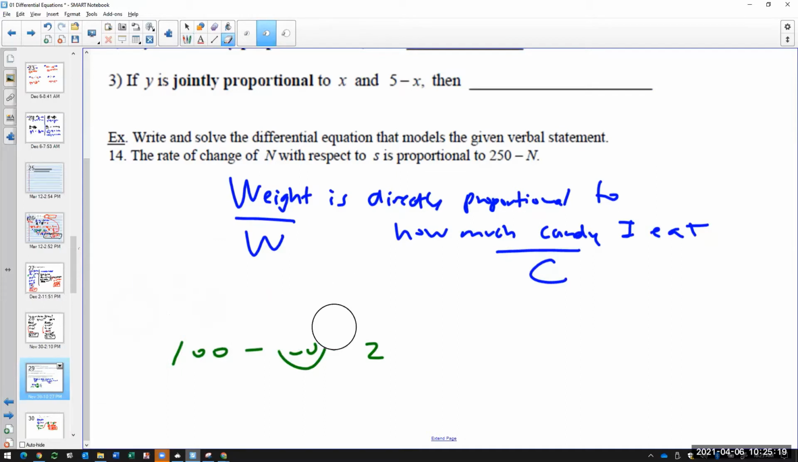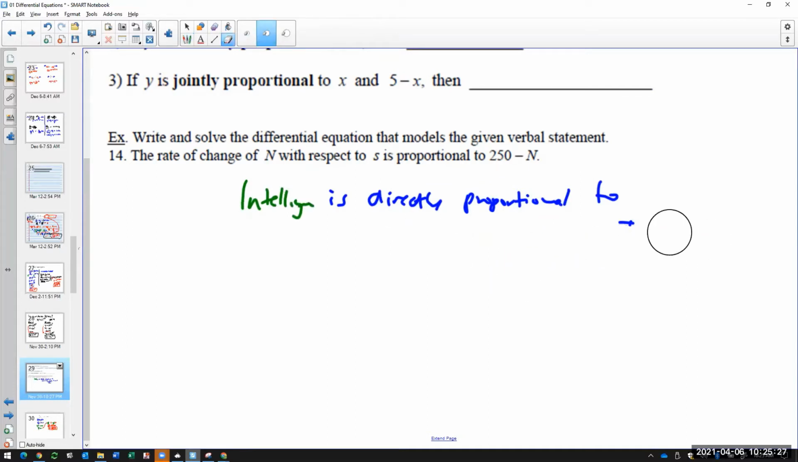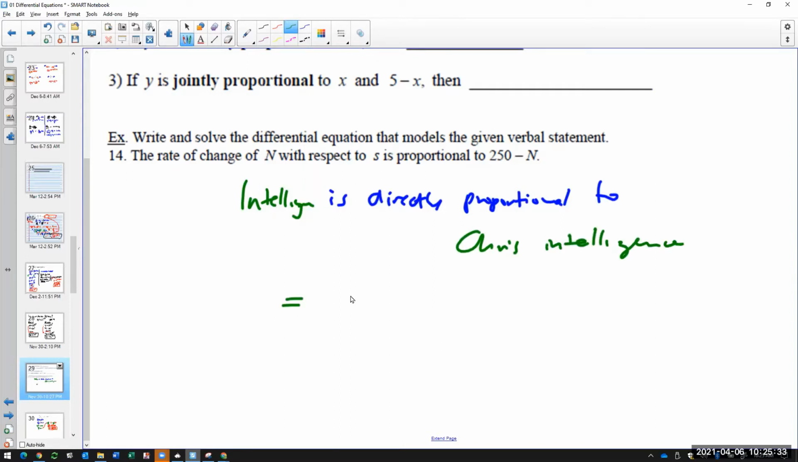Okay. So another example would be my intelligence is directly proportional to Chris's intelligence. Let's just talk IQ. If Chris's intelligence, so we'll put a K here, was 120, say his IQ was 120, then I would say my intelligence, this is a true story by the way, would be 240. That would be my IQ.